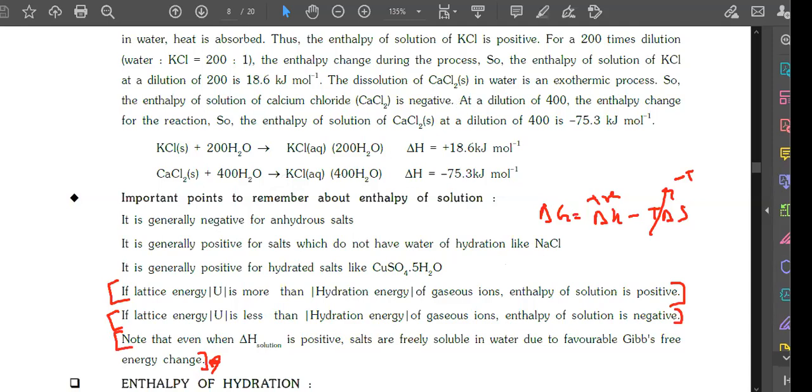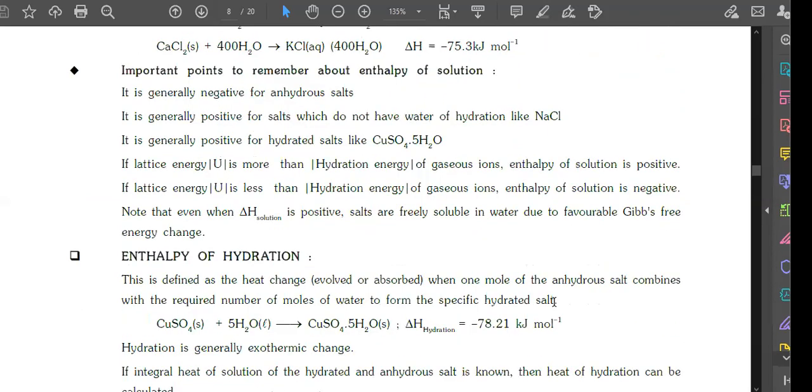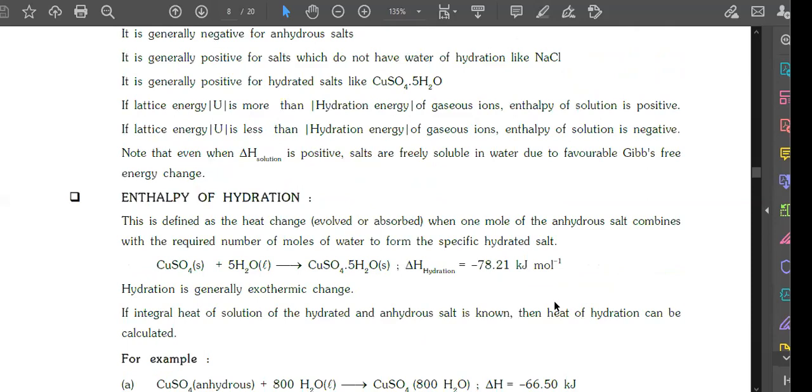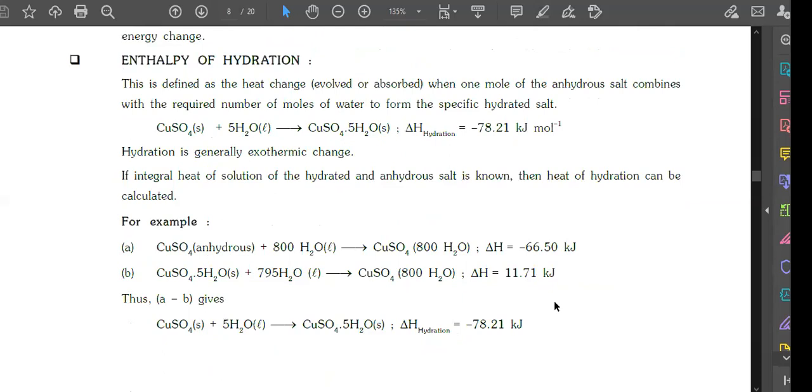Okay. But usually, under normal circumstances, you can say that hydration energy should be more than lattice energy for dissolution. So we have already studied what is enthalpy of hydration. Yes or no? I hope all of you remember enthalpy of hydration, right?